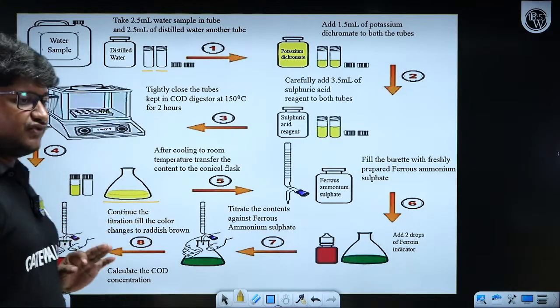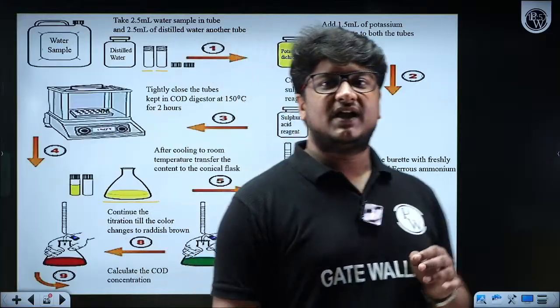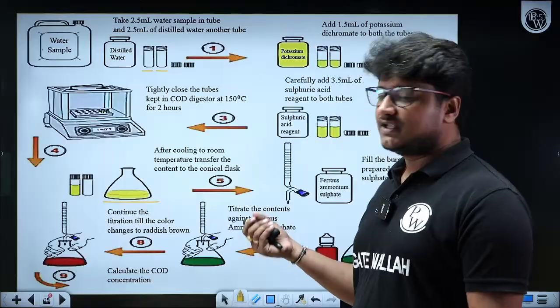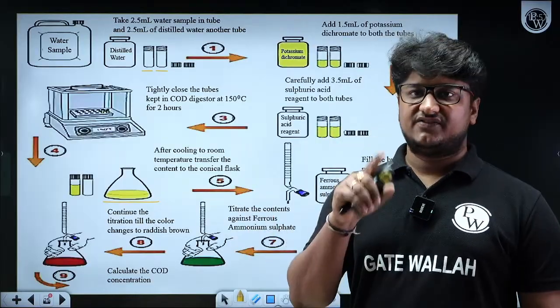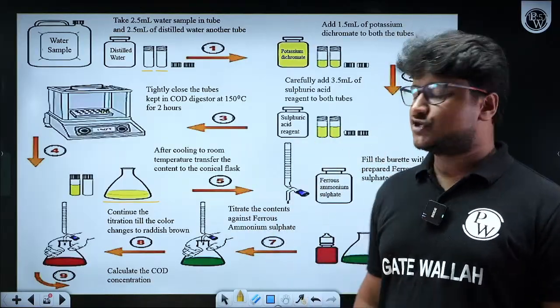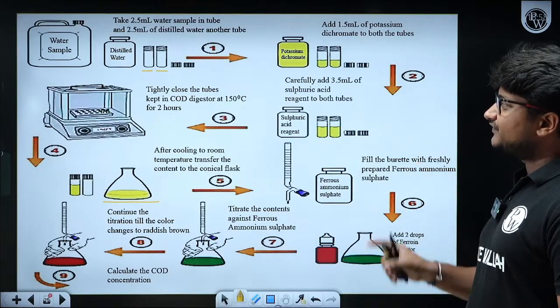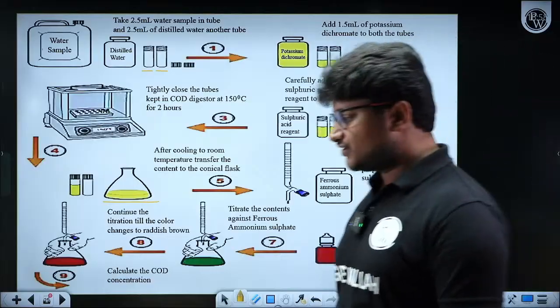At that point you have to stop, find out the volume, and then you can find out the COD concentration, just same as what you do in the normality test. N1 V1 equal to N2 V2, that condition you have to use, and in that way you can find it out. So all the steps for the COD test, have you all understood?